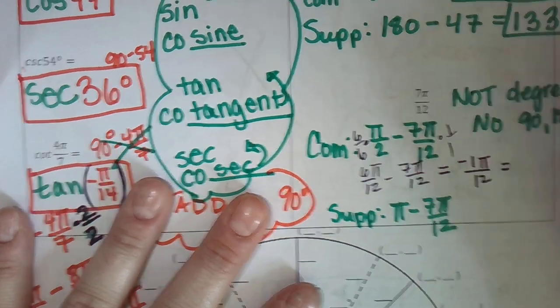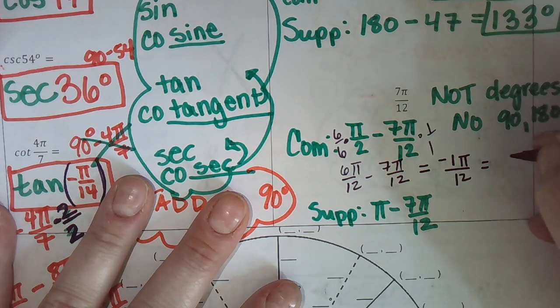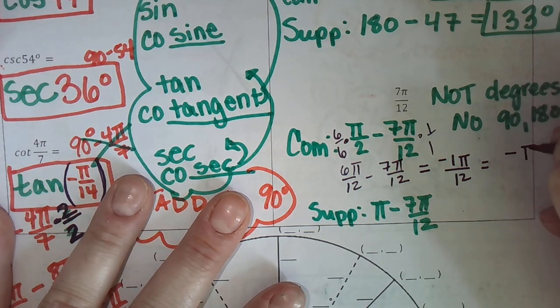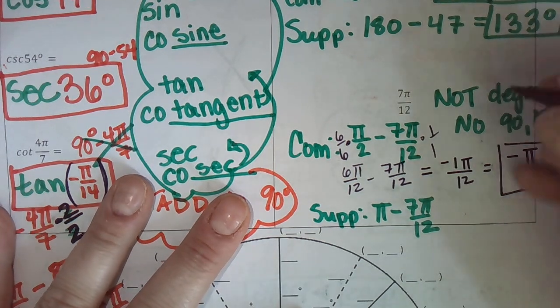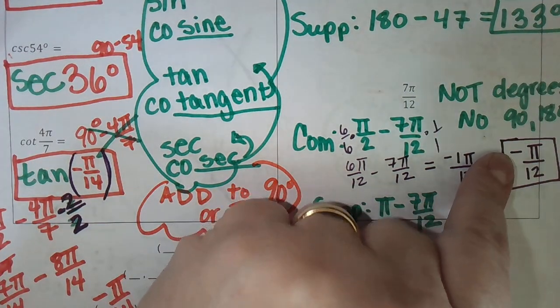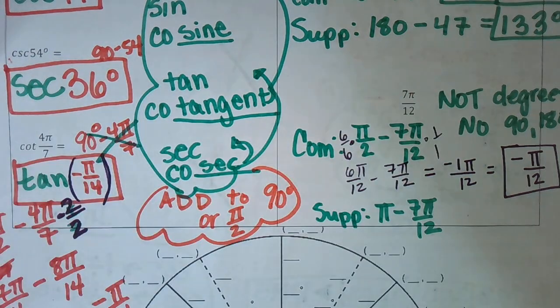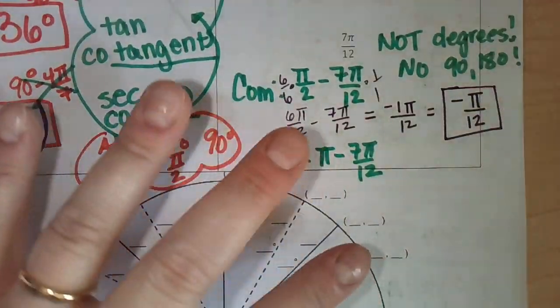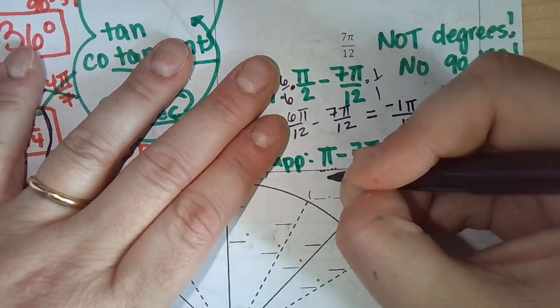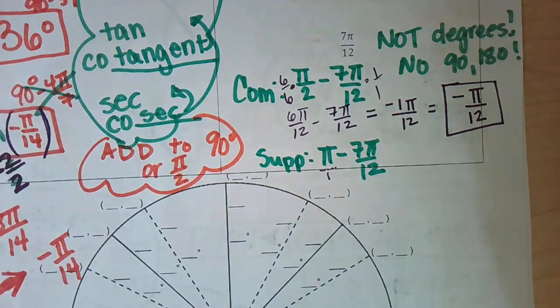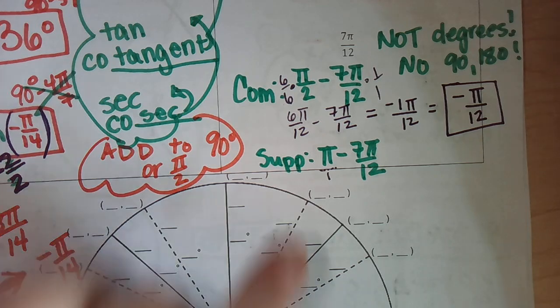The complement: 6 minus 7 is negative 1, pi over 12. But we're grown up, so we're not going to put that negative 1. So our complement is negative pi over 12. It feels weird, but it's okay. It just means this plus that add up to 90. Okay, now let's look at this next one. This naked pi has a good friend 1 underneath it.